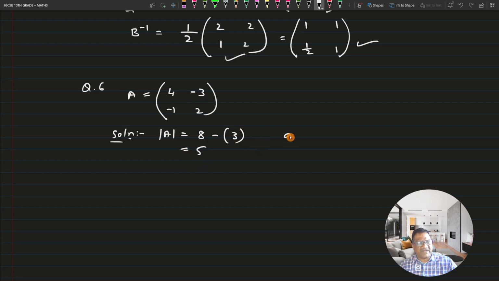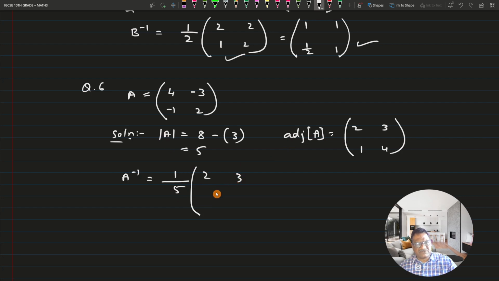Okay. Now the adjoint of the matrix A by shortcut method, I'll have to swap these two positions. So 2 and 4. And I'll have to change the sign of these two elements. So this will be 3 and 1. Right. This is the adjoint. So my A inverse is equal to 1 upon determinant of A is 5 times adjoint of this A is 2, 3, 1, 4. So this is my answer.